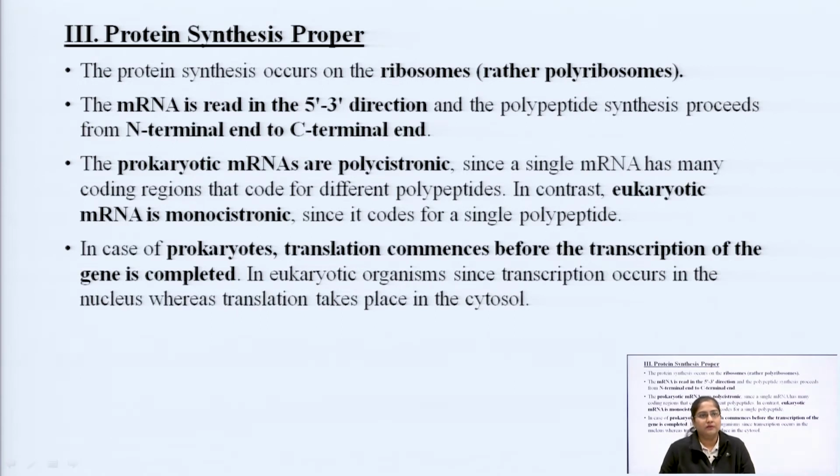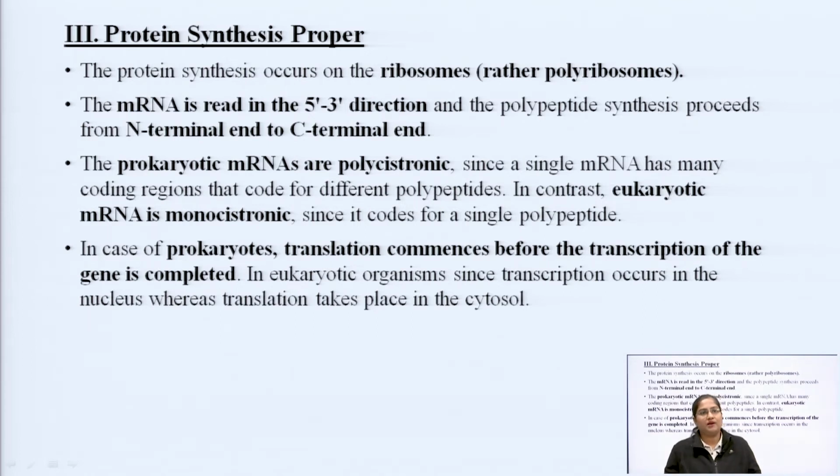When an mRNA is coding for multiple proteins, it is called polycistronic, whereas when it is coding for a single polypeptide, it is called monocistronic. In prokaryotes, translation commences before the transcription of the gene is completed. Eukaryotes, as we know, are complex organisms, since transcription occurs in the nucleus, whereas translation takes place in the cytosol. So it is organized in that way in eukaryotes.